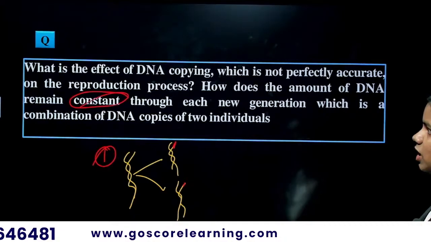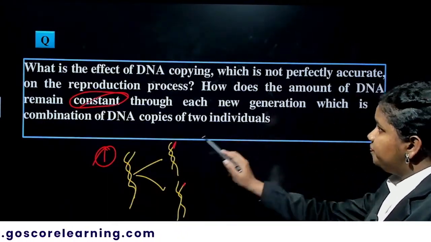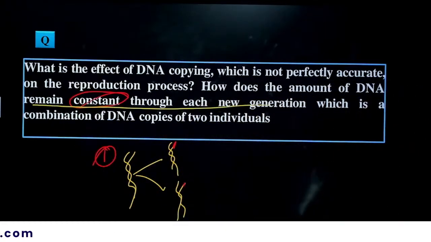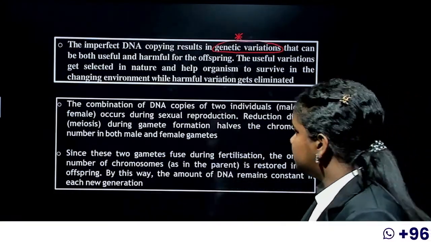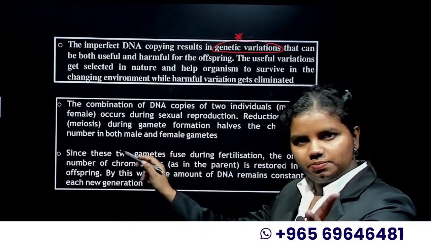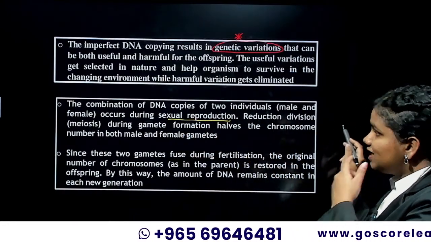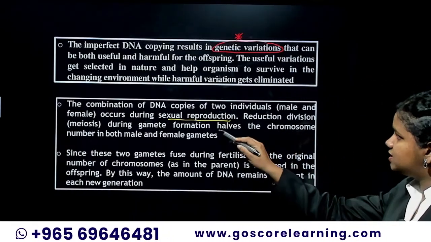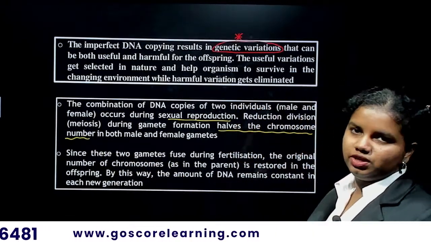Then there is a second part of the question. What's the second part? How does the DNA remain constant through each new generation? How is that DNA content maintained through each and every generation? So, the combination of DNA copies of two individuals, let it be male and female, occurs during sexual reproduction. Reduction division during gamete formation halves the chromosome number in both male and female gametes.